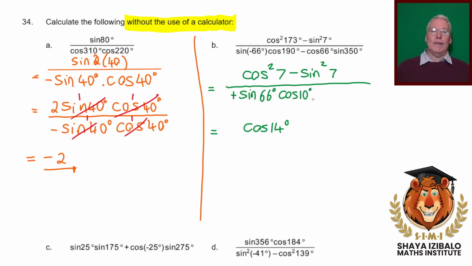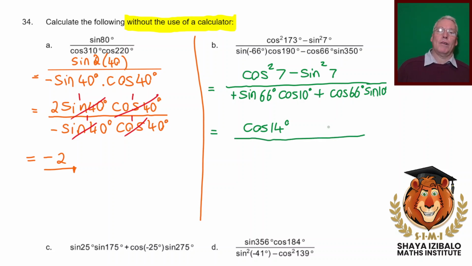Now, cos of 66, that's fine. We're going to leave that exactly as it is because we've already got a 66. But sine of 350, we are 10 degrees into quadrant 4, off the horizontal axis, and sine's negative. So this is actually going to become plus cos 66 sine 10. Okay, and so on the top we've got cos 14. On the bottom we've got sine something cos 10 plus cos something sine 10.